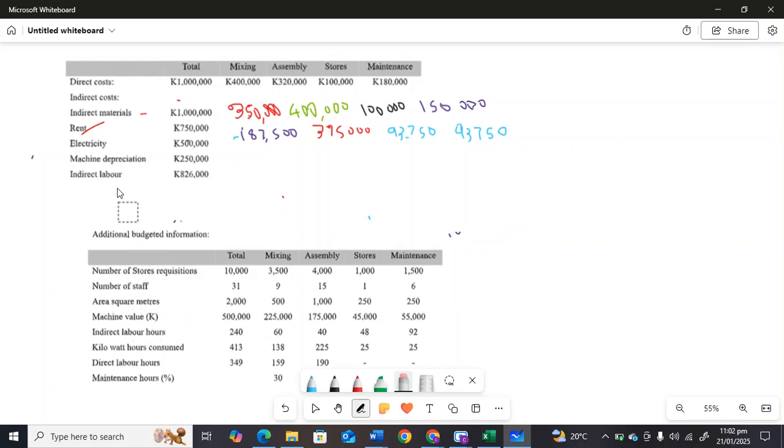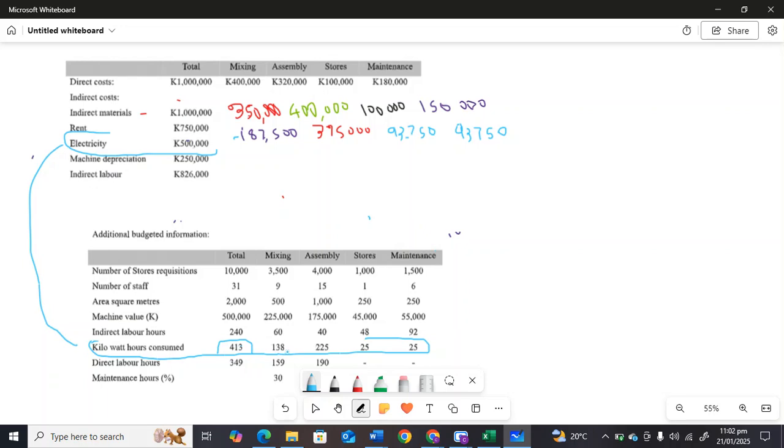So get your papers and pens. So, electricity, kilowatt hours consumed. So the total kilowatt hours consumed are 413 kilowatt hours.